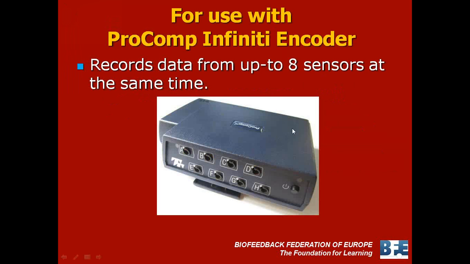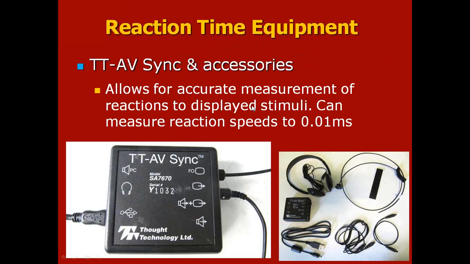Now, the one thing they actually do have in common, though, is that we use the Procom Infinity encoder. Apart from that, it's all different. In terms of the reaction time equipment that's needed, you need the TT AV-Sync sensor and its accessories that come with it. Now, the TT AV-Sync is a special little box that lets us accurately measure reaction times, and it's accurate to a reaction speed of 0.1 millisecond, which is such a short amount of time that I even have trouble grasping how short that is.